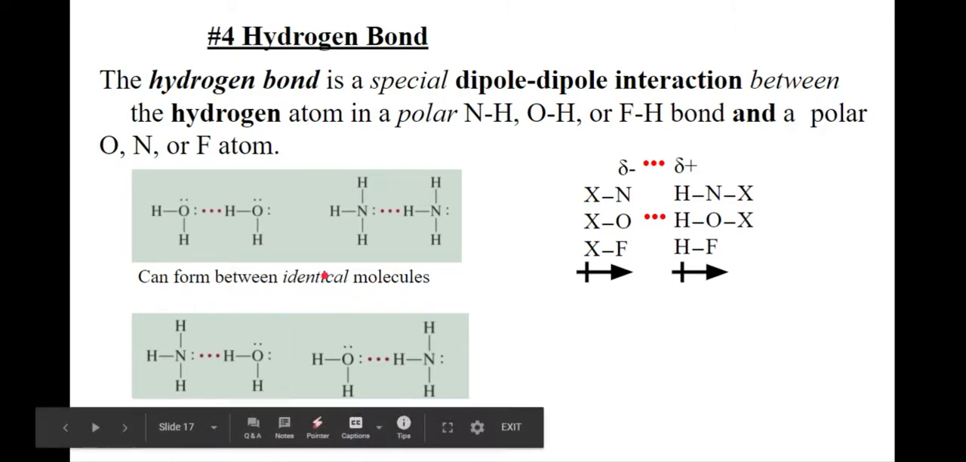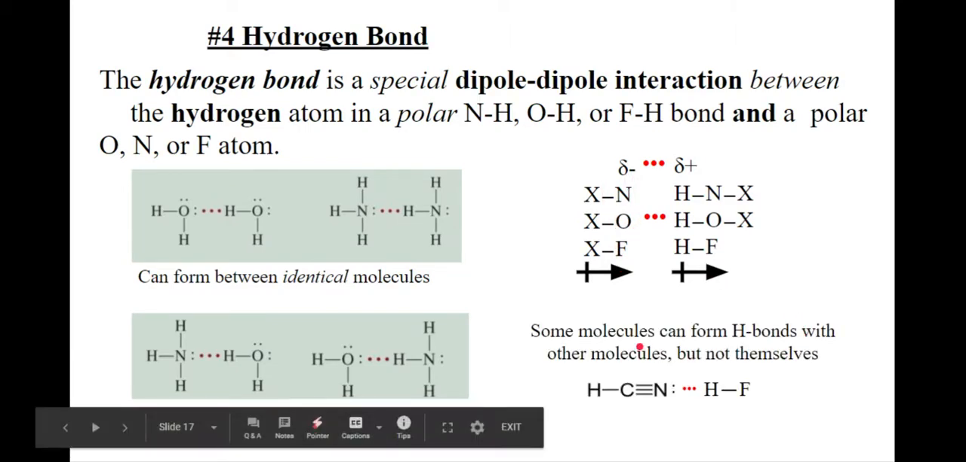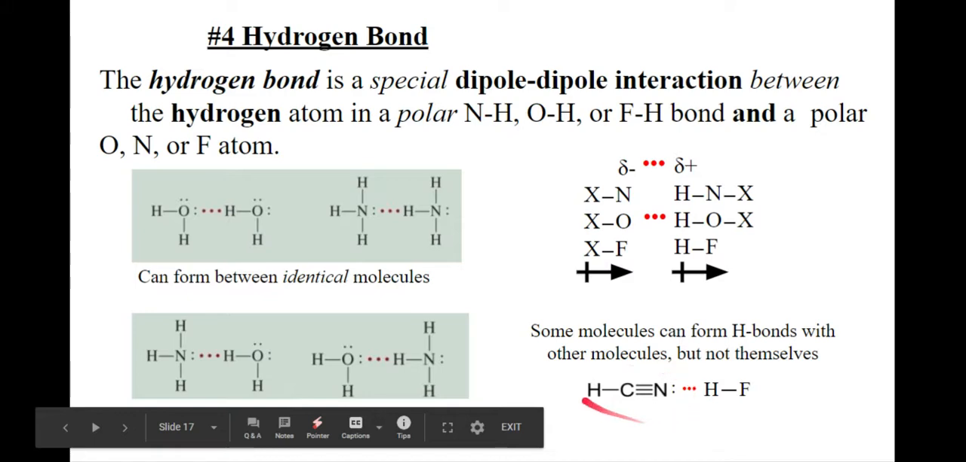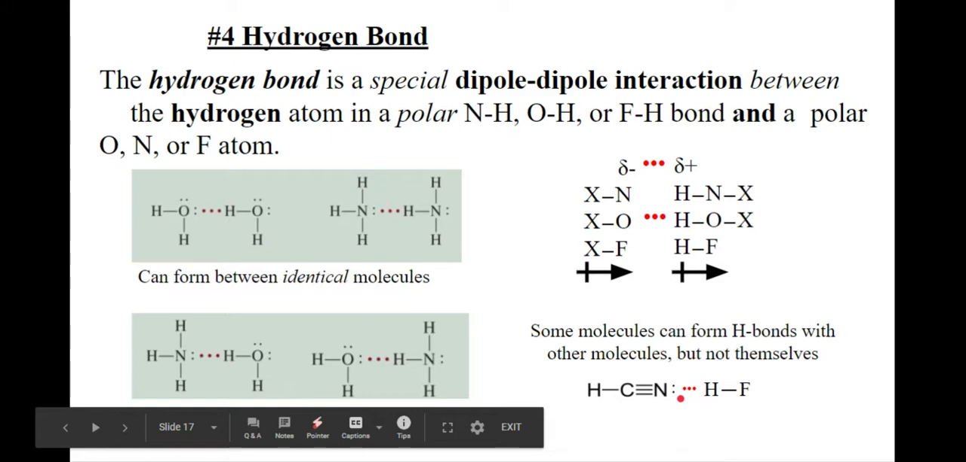But again, they could be identical, they could be opposite. It just has to have some combination of hydrogen and one of these three, and then be able to form a bond with another molecule. There are some molecules that can form hydrogen bonds with others, but not themselves. So if you look at hydrogen cyanide down here, it's forming hydrogen bonds to HF, but it could also form hydrogen bonds to water or NH3 because it's got a polar nitrogen.